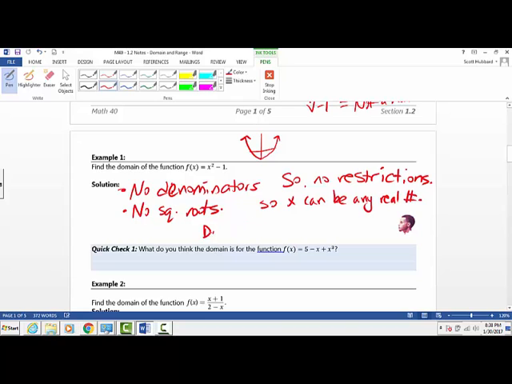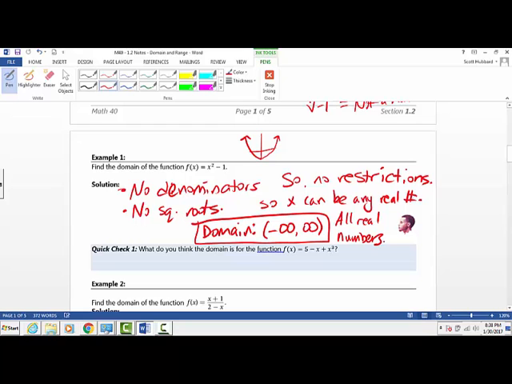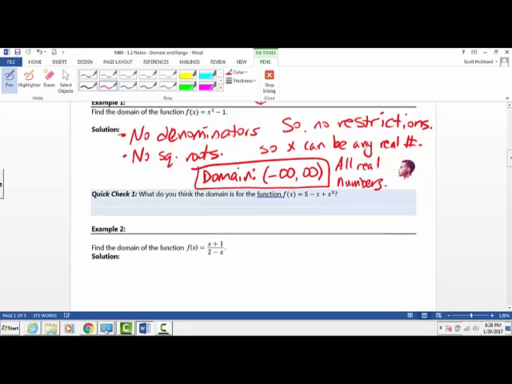And so we write the domain then as all real numbers. Now the way you write all real numbers with interval notation is -infinity to infinity. Okay, and I'll write it in English. That's all real numbers. Okay? What do you think, Steph Curry? I think Steph Curry agrees, so he likes that.